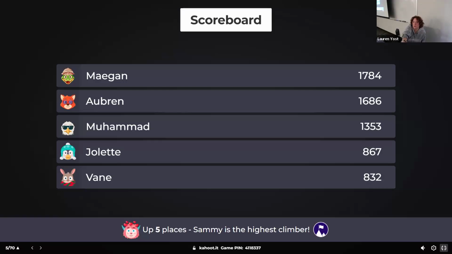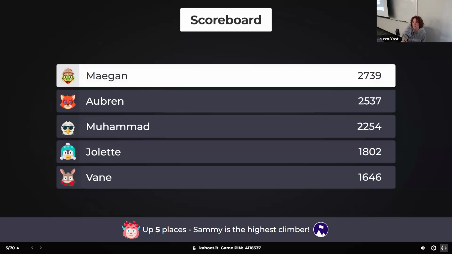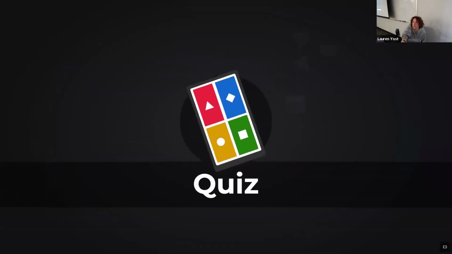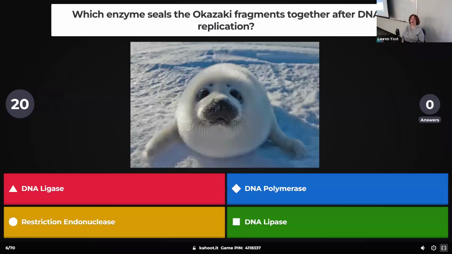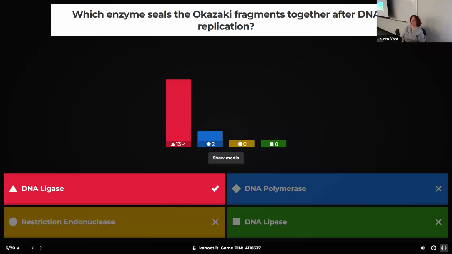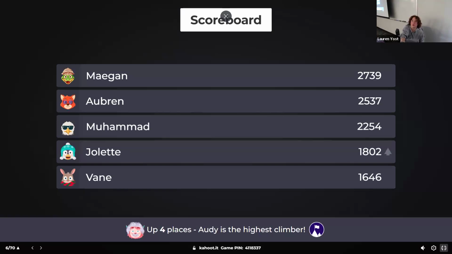Okay. All right, moving on, because I'm pretty sure the next question relates to the other thing that people chose. Which enzyme seals the Okazaki fragments together after DNA replication? If they're in fragments, we've got to join those fragments together. Nucleotides in DNA have to be joined together by a type of bond called a phosphodiester bond. So this enzyme is involved in creating that phosphodiester bond between the Okazaki fragments, and that's DNA ligase. Okay, so that's where that one belongs. Good job.